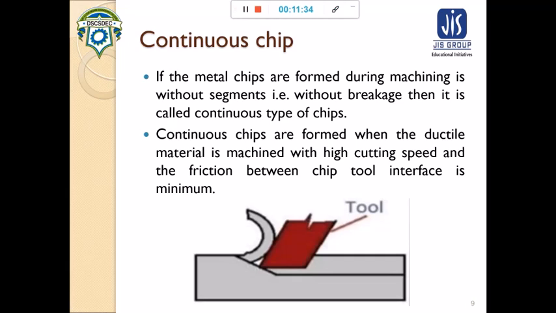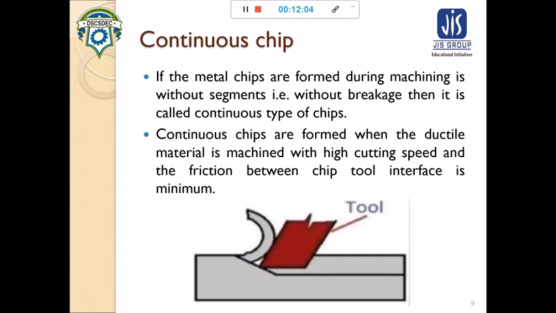Due to continuous chip formation, heat can be very easily carried away by the chip the whole time, meaning whenever you are doing machining, when the continuous chip is formed, maximum heat is continuously taken out by the chips. And in the case of continuous chip formation, additional chip breakers should be used.